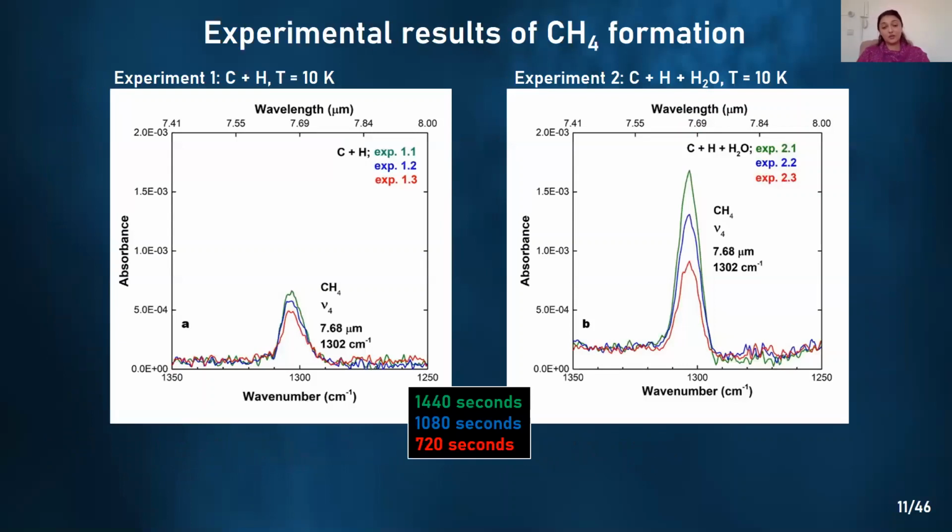So these panels show the RAIR spectra of the CH bending mode of methane, which is the most intense vibrational mode of methane. These were recorded after 720, 1080, and 1440 seconds of deposition in the two different experiments. So you can see that it didn't take that long to acquire what I consider good looking spectra. So I was very happy with the signal to noise.